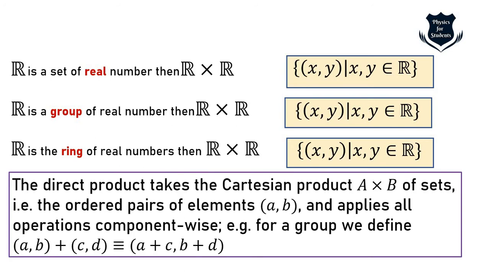So here it is: the direct product takes the Cartesian product of sets. If you consider A and B to be two sets in the Cartesian system, then the ordered pair of elements (A, B) applies all operations component-wise. For example, (A, B) plus (C, D) is equivalent to (A plus C, B plus D). That is basically how the definition goes.